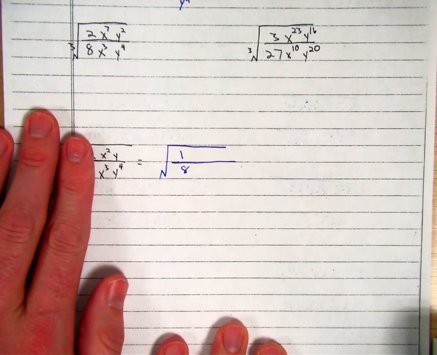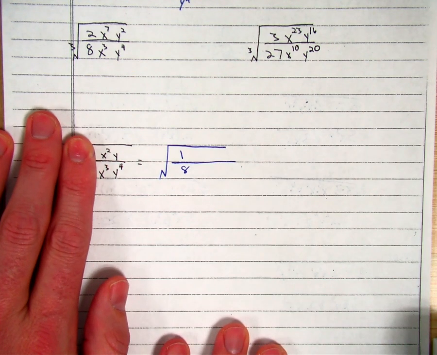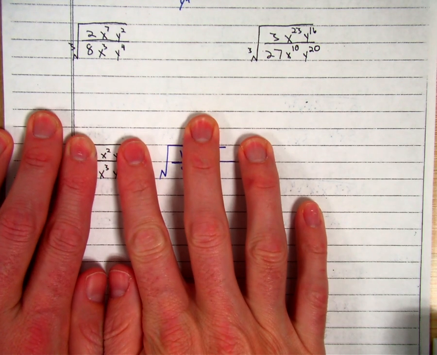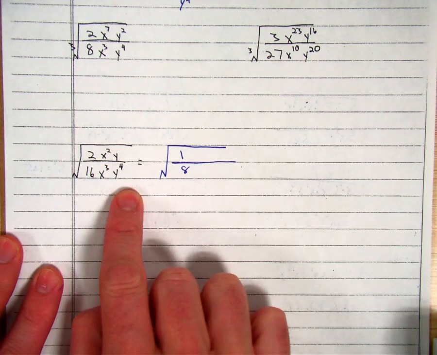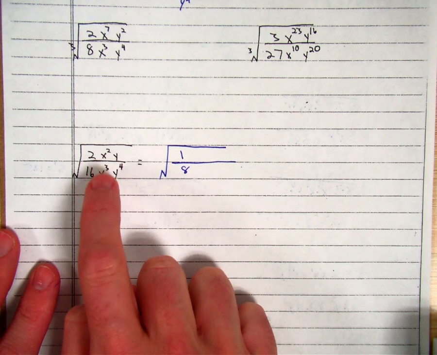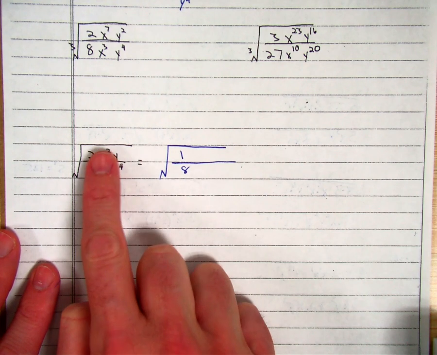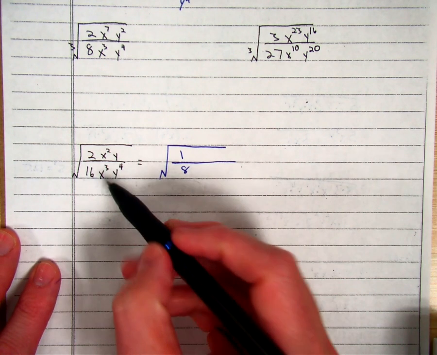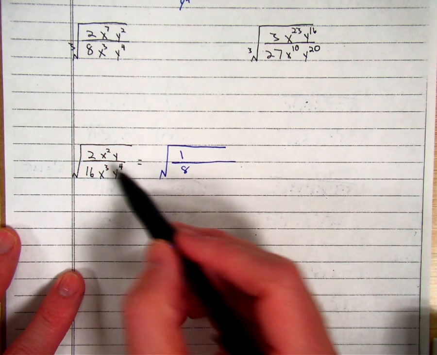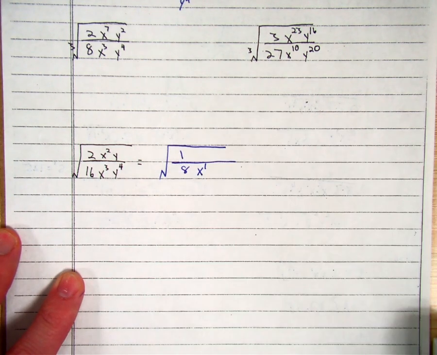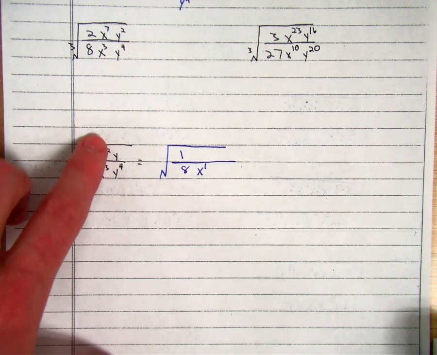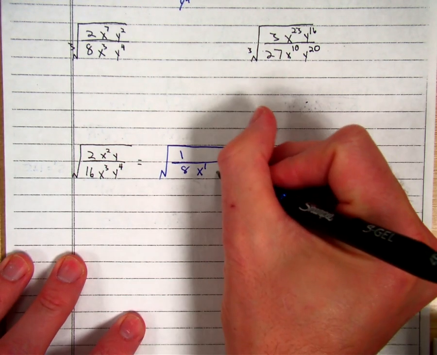Okay, x squared over x to the third. When we're dividing like this, we can subtract exponents. So 3 minus 2 is going to be x to the first, and we put it where the biggest one was. It was on the bottom, so we'll have x to the first on the bottom. And then 4 minus 1, we'll have y to the third on the bottom.